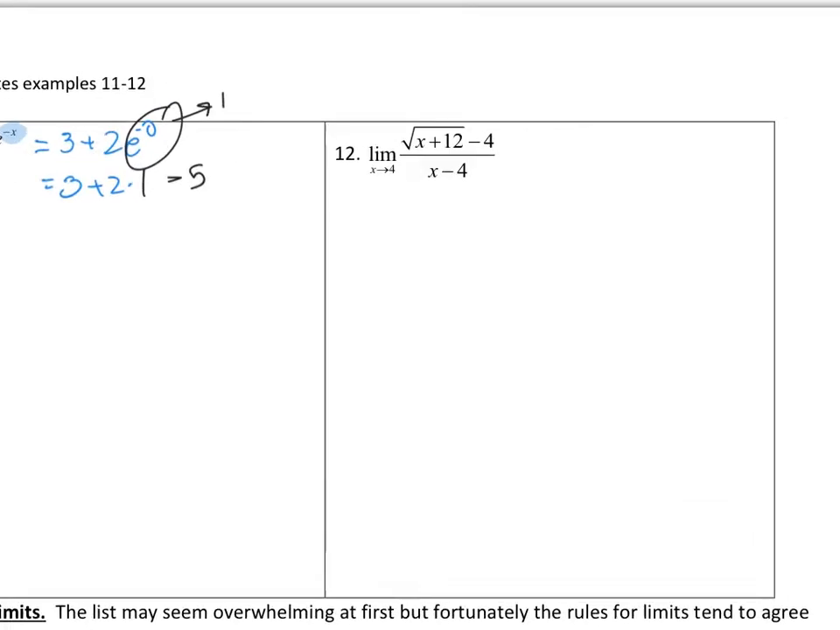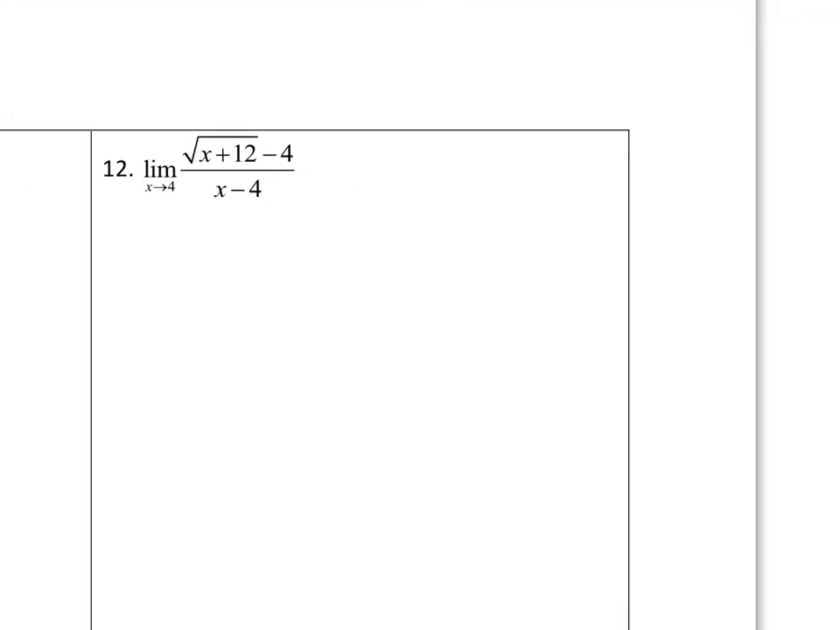So, number 12. All right, let's go ahead and plug in our approaching value of 4. So we get 4 plus the square root of 12 minus 4 over 4 minus 4. And if you notice, that gives us 0 over 0. So what is that telling us to do? More work. And if we have that radical, then we are doing the conjugate.